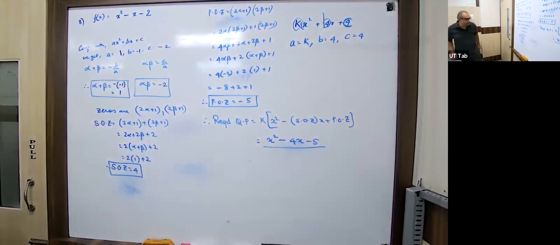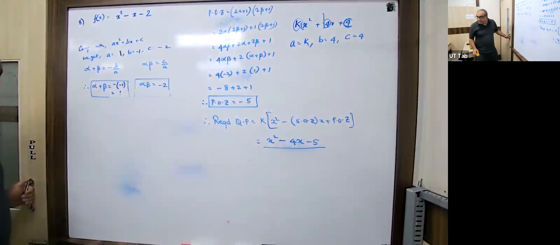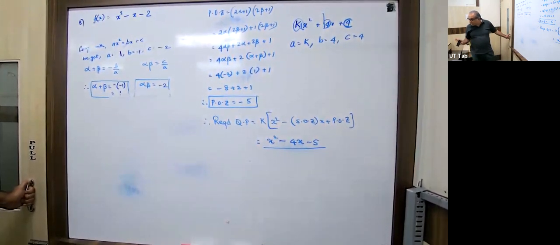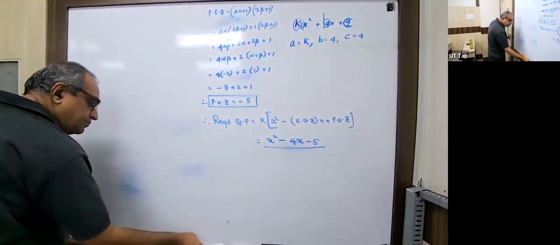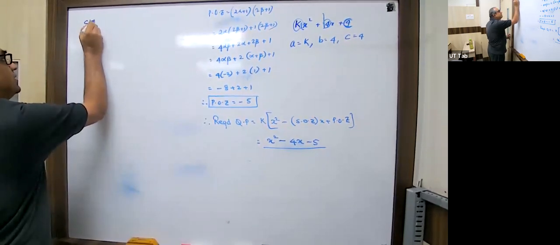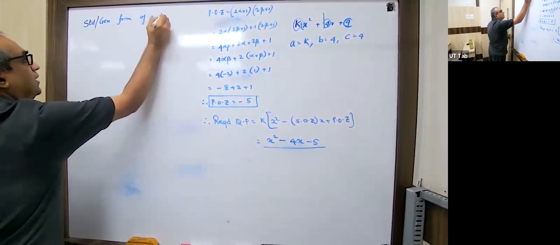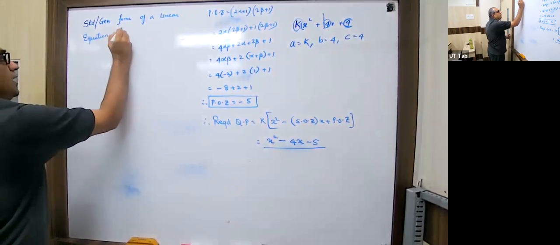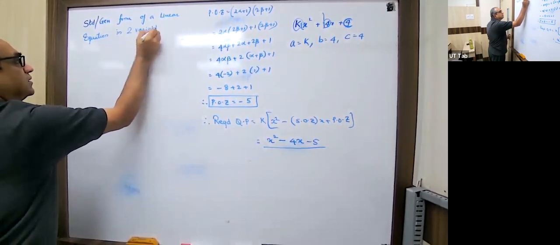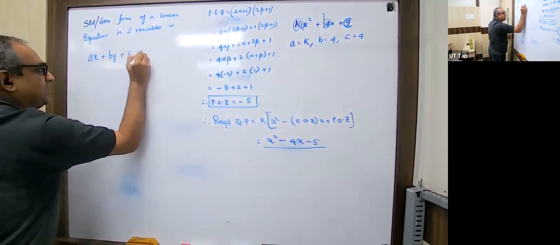Okay. Now, what is the standard form? Like previous chapter में हमने polynomial का standard form क्या बोला था? ax plus by plus c. बस इतना ही बोला था. ax plus by plus c. यहाँ पे because it is an equation, we will say that the standard or the general form of a linear equation in 2 variables is ax plus by plus c is equal to 0.